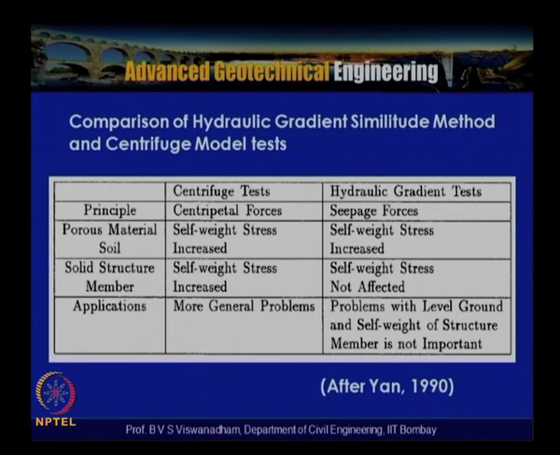And in the porous material soil the self weight stress is increased, and in the hydraulic gradient also we have the self weight stress increase. And for a solid structure member, it can be a pile, a footing, a retaining wall, any member which is being tested, the self weight stresses are also increased in the centrifuge model test. Whereas in the hydraulic gradient test that is not done, the self weight stresses are not affected, they remain the same.